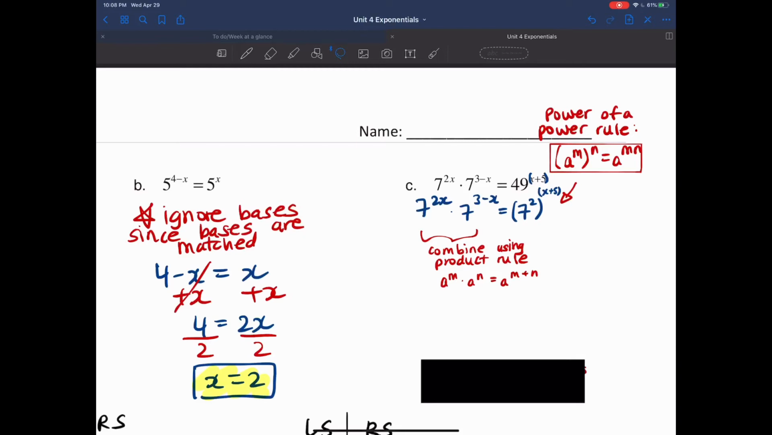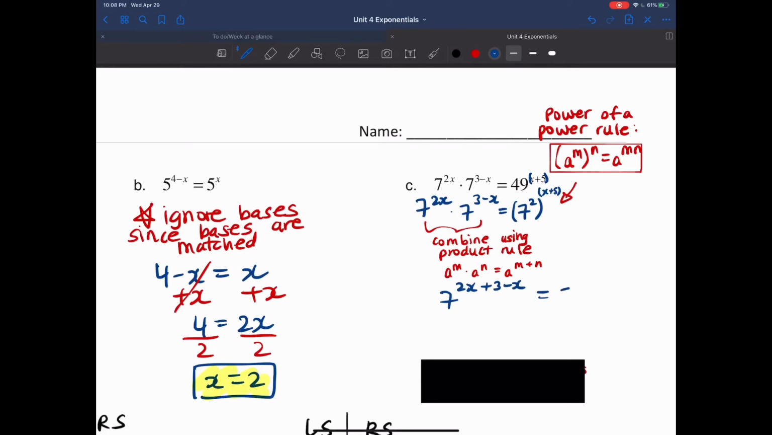Next, I can't just start dismissing the 7s right away because I see 7 appear twice on the left side, and therefore I need to use this product rule. Product rule simply states that I can write the 7 once and I'm going to combine it so that I add up all of the exponent values. Well, at this point I can do distributive property, because power of a power rule tells me that they're going to multiply anyway. So let me do that, and I get 7 to the exponent 2x plus 10.